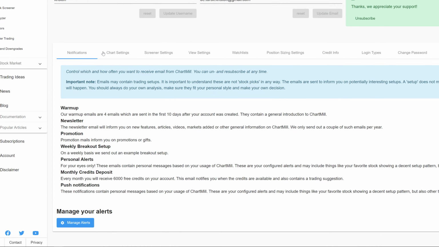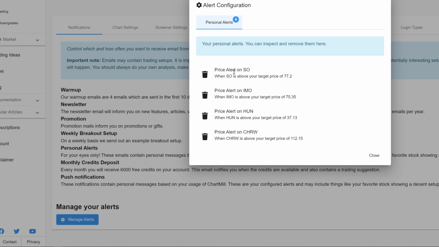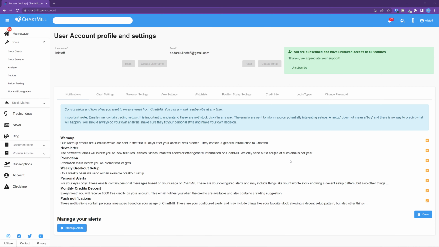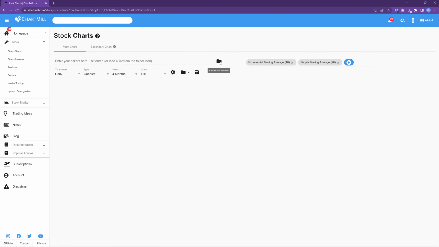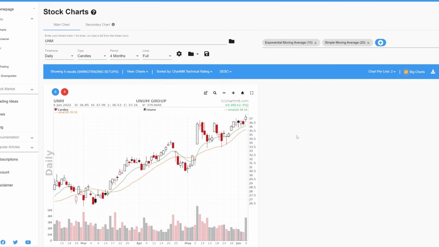and then under the notifications tab you have the button manage alerts. Just click on it and then you get an overview of your existing alerts, and if you want to, you can delete them here. Next, let's take a look at the actual swing trading setup list. So I'm going back to the stock charts and I'm going to select the swing trading setup. Only one stock was withheld, UNM, and the first thing I'll check is the next earnings.